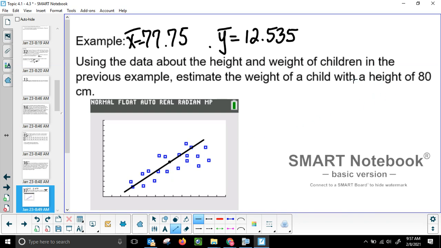If we wanted to estimate the weight of a child with a height of 80 centimeters, we would go here, 20, 30, 40, 50, 60, 70, 80. And then basically we want to say, where would that meet my actual line? We come over here, so 2, 4, 6, 8, 10, 12, 14, just about 14 kilograms.